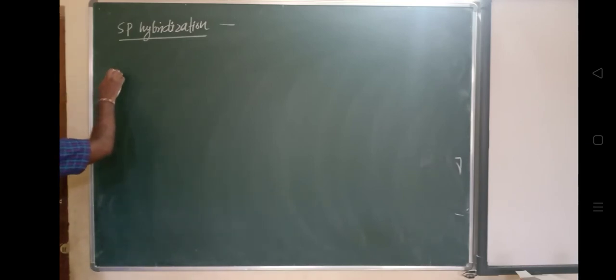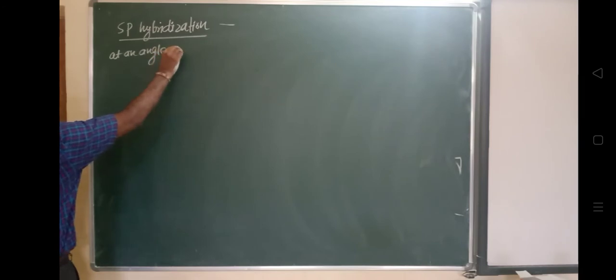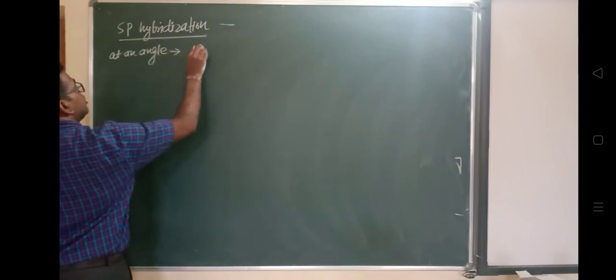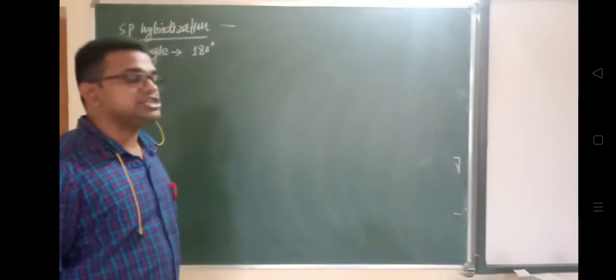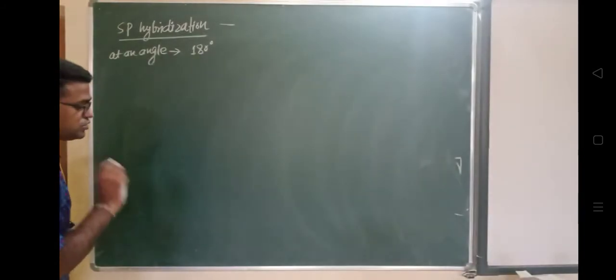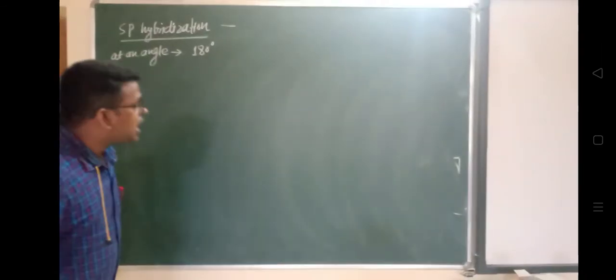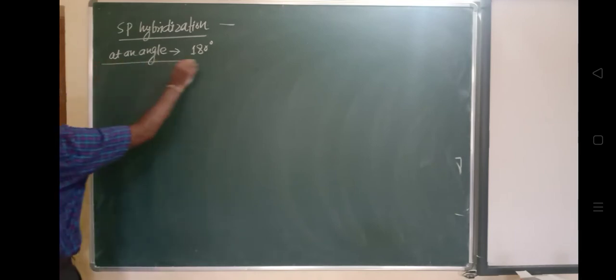You know this very well, that whenever any p orbital does not take part in hybridization, what does it remain? It remains aligned perpendicular. So you have to remember this. Now we'll see the examples of sp hybridization. The examples are BeCl2, and another example is C2H2.